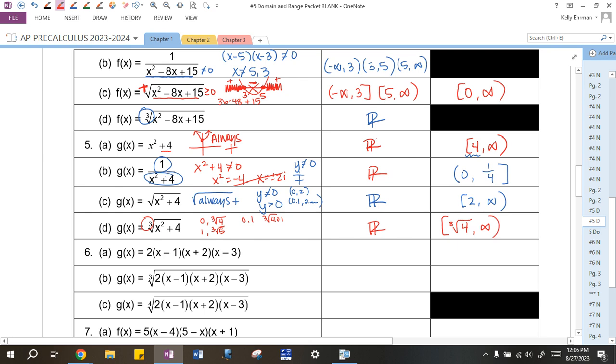Domain, notice for this, is really easy. All reals, all reals, all reals, all reals. No issues. It's the range that you kind of have to rack your brain about on these.